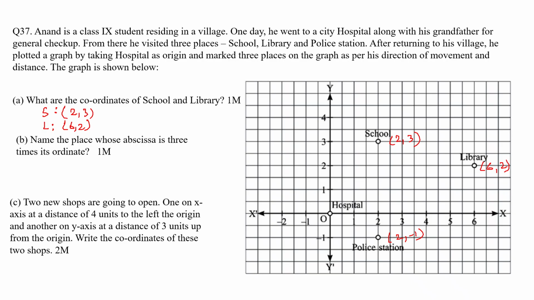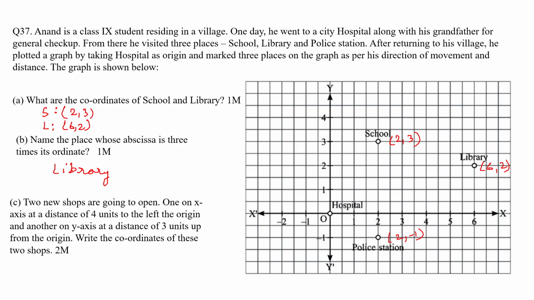Now the next question is, name the place whose abscissa is 3 times its ordinate. Abscissa means x coordinate, ordinate means y coordinate. So where your x coordinate is 3 times the ordinate. So you see all the coordinates and check. Here, if you see, abscissa is 6, ordinate is 2. So here 6 is 3 times 2, isn't it? So the place where abscissa is 3 times its ordinate is the library. Okay.